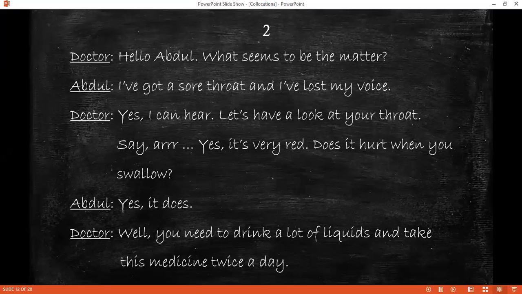Ah. Yes, it's very red. Does it hurt when you swallow? Yes, it does. Well, you need to drink a lot of liquids and take this medicine twice a day.